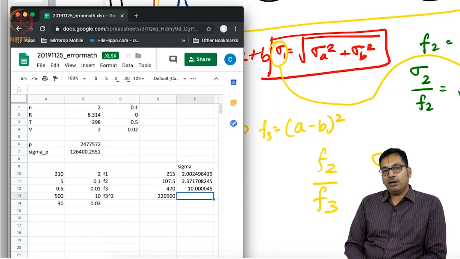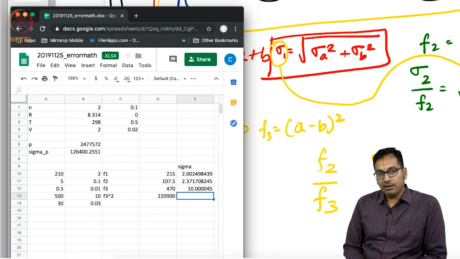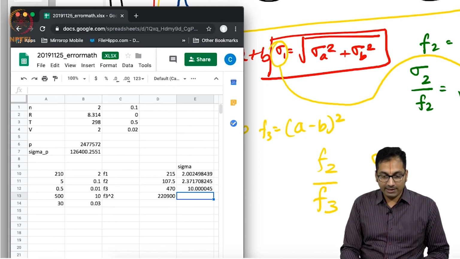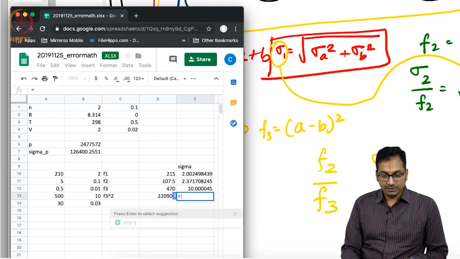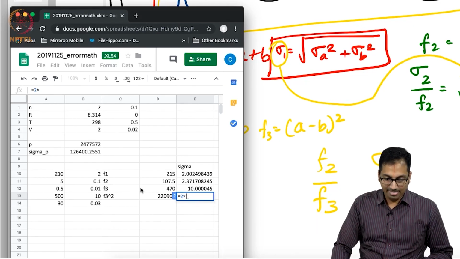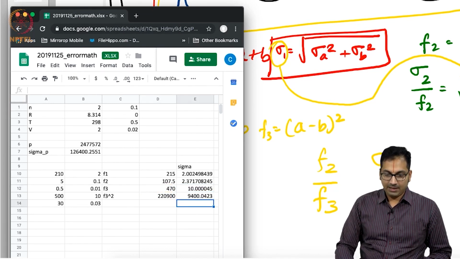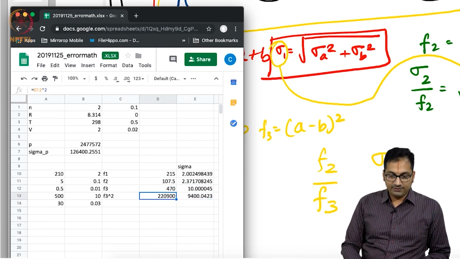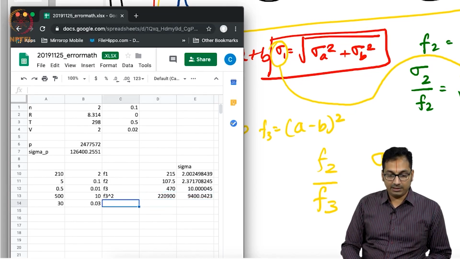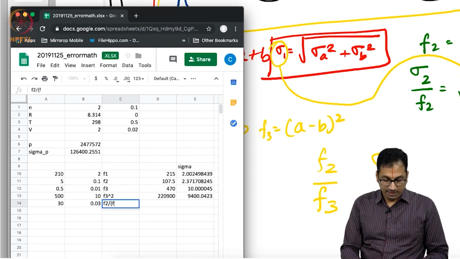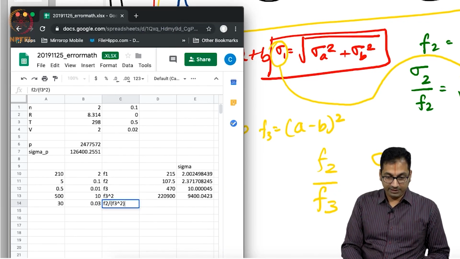If you might remember, if y is equal to a power n, then sigma y will be given by n times a power n minus 1 times sigma a. This we derived in one of the earlier classes. So I am going to end up using this here, n is equal to 2. So this is nothing but 2 times a, where a is this, times the deviation in a. So what you are able to realize is that now this variable comes with quite an amount of uncertainty. Now the final thing that you would like to calculate is nothing but f2 divided by the square of f3.